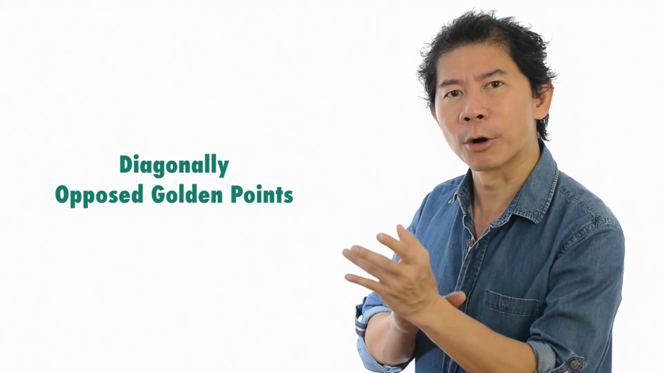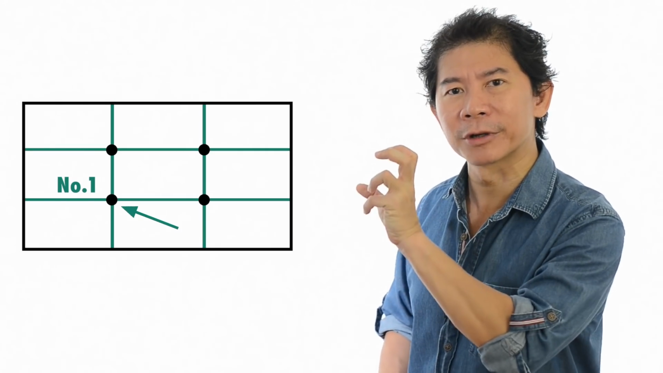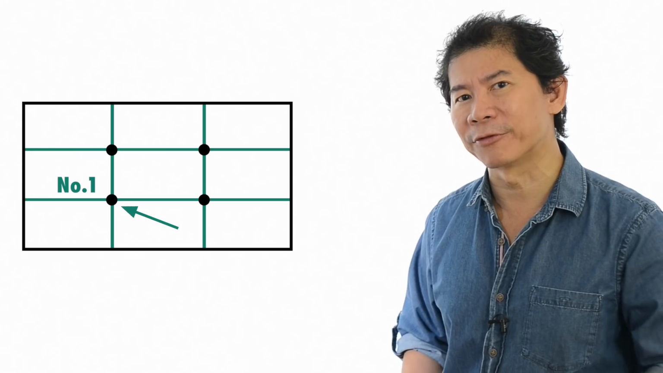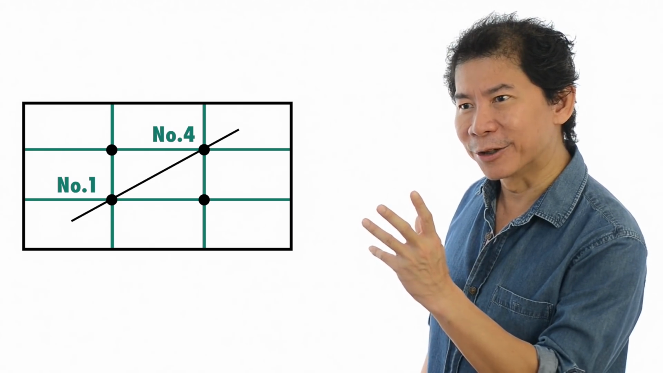Now there's one more important thing that you must learn in this lesson. It's called diagonally opposed golden points. The diagonal opposition of golden point number 1 is actually number 4. Look at it. Because if you plot a line, it looks like it goes up. And that's one of the most beautiful ways to actually pair up the usage of golden points.